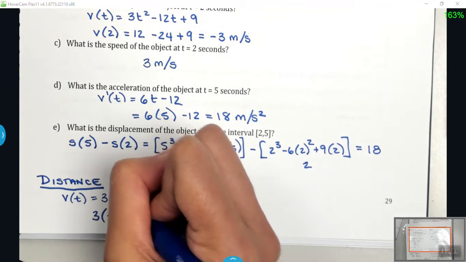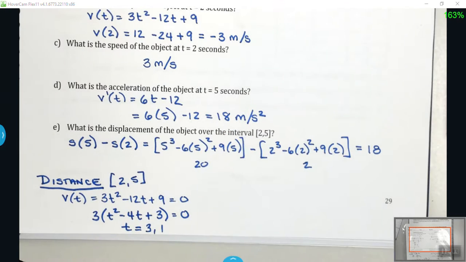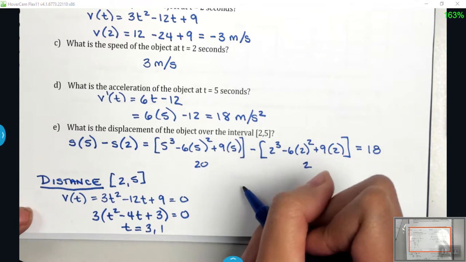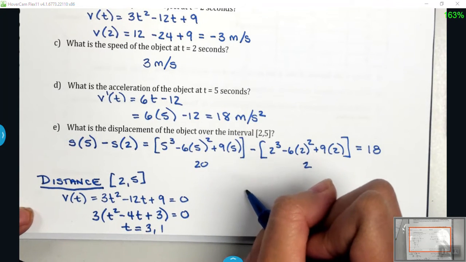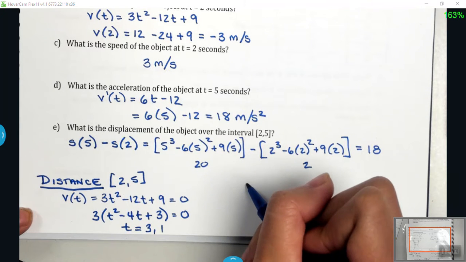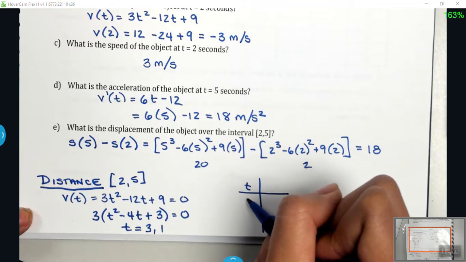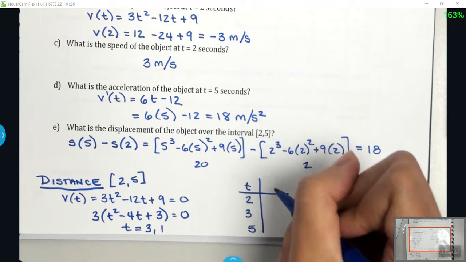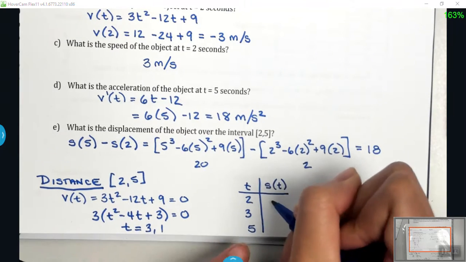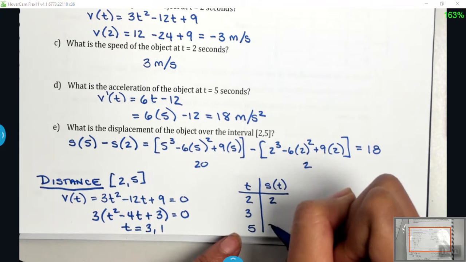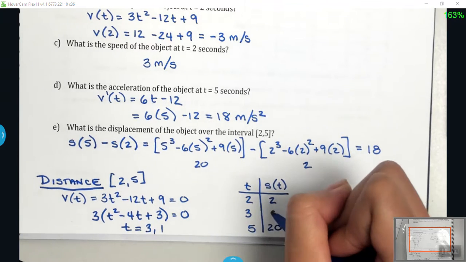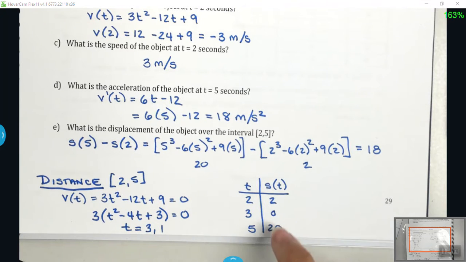So if I'm trying to find my total distance traveled between 2 and 5, what I have to do is find my position at 2. So here's my t. Here's 2 and 5, and then 3 happens in between. So my position at 2 was 2. My position at 5 was 20. And then if I plug in 3, I'll get 0. Okay. So my position at 3 is 0.